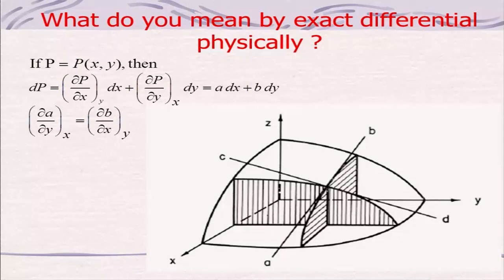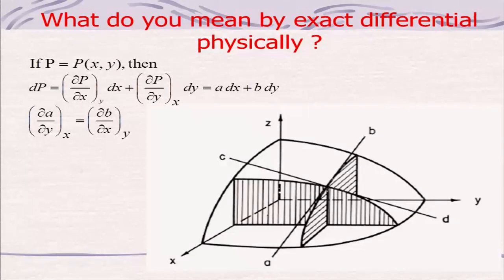This is a mathematical form, but if you look at what is the meaning, if x is constant, that means this plane, this is the plane. And if you take ∂a/∂y, that means change in this, how it is happening, the slope is here, that is corresponding to this term.